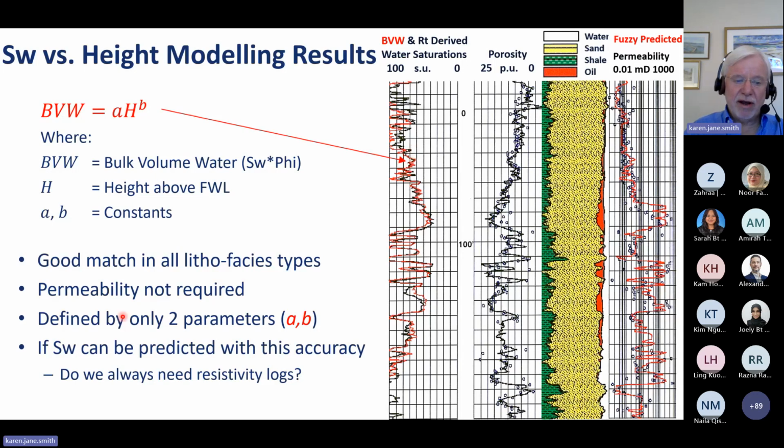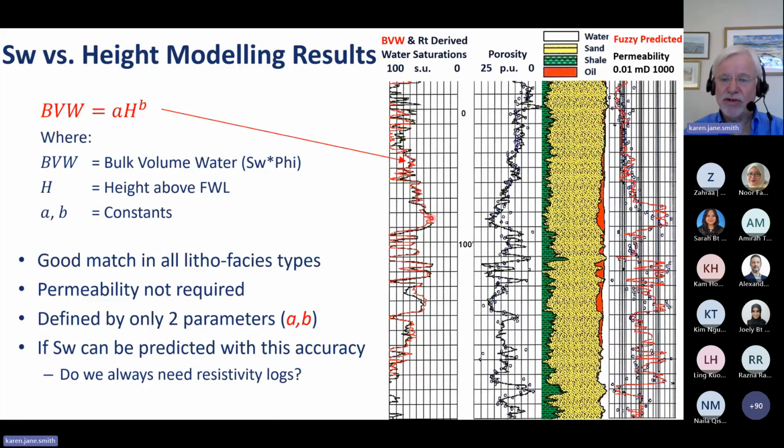So if we can predict SW this well, do we need resistivity logs? Well, we still need resistivity logs, but the point is, if you have a function derived from your best wells, which describes your water saturation so well, and in a well the resistivity log failed, would you go to the expense of running that resistivity log again if you have a function which could predict water saturation this well?